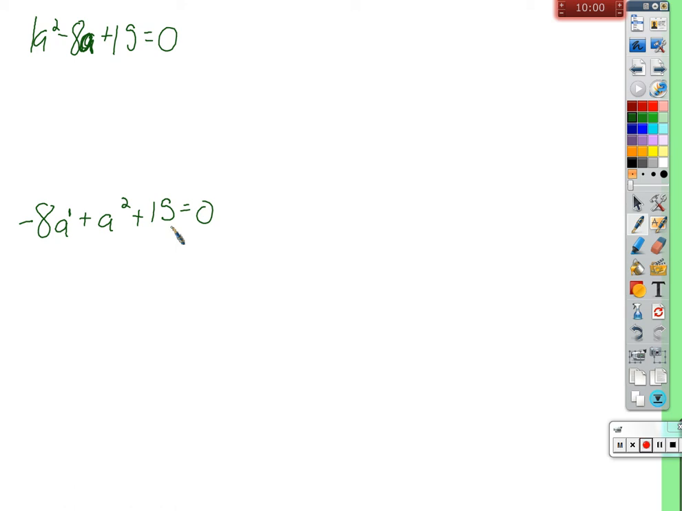Okay. So it might be a good idea to just go ahead and write it in descending order of the powers, right? The square, and then the first power, and then the constant, and there's your A, B, and C.